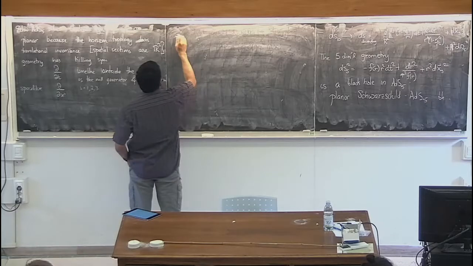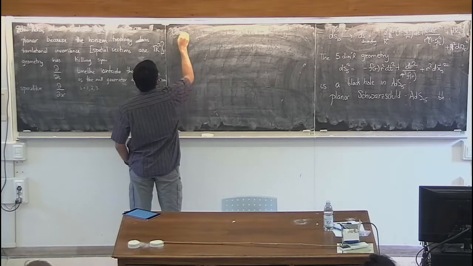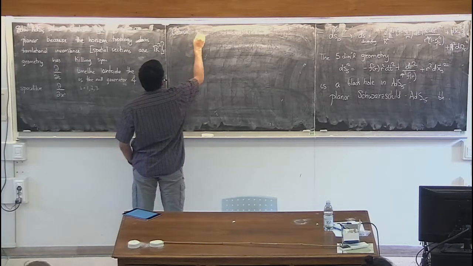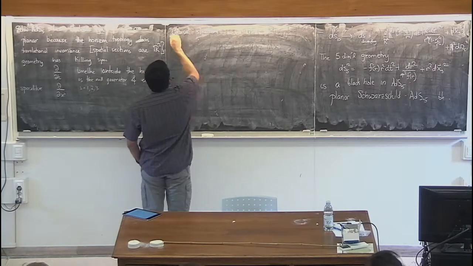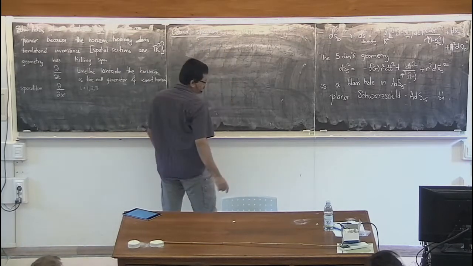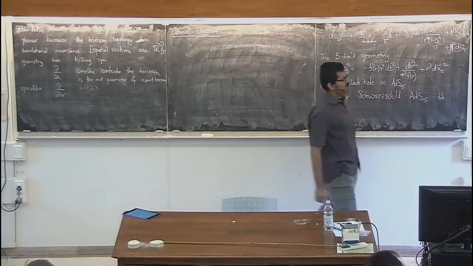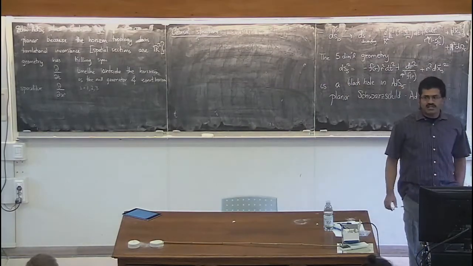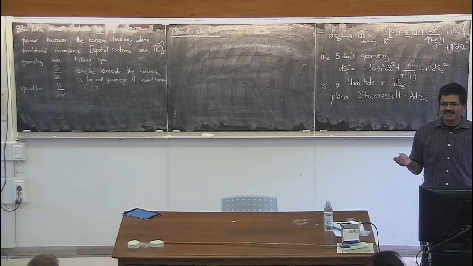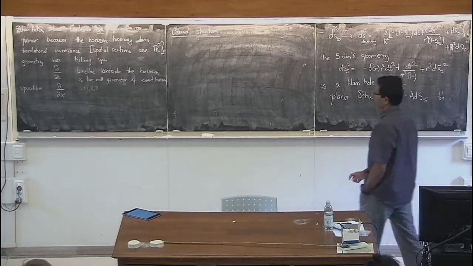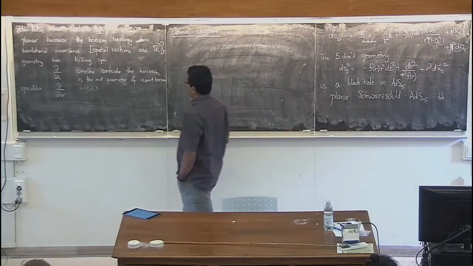So first, let's talk a bit about the causal structure to convince ourselves that there is a horizon and there is a black hole here. To describe the causal structure, I'm going to draw a Penrose diagram. How many people have not seen a Penrose diagram before? Okay, some people haven't seen a Penrose diagram. Okay.